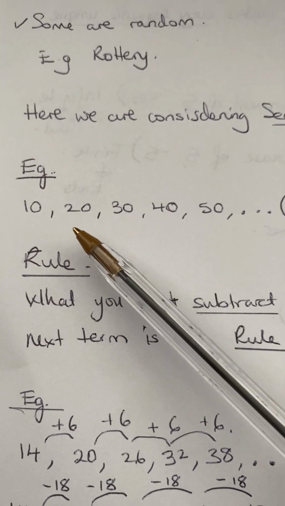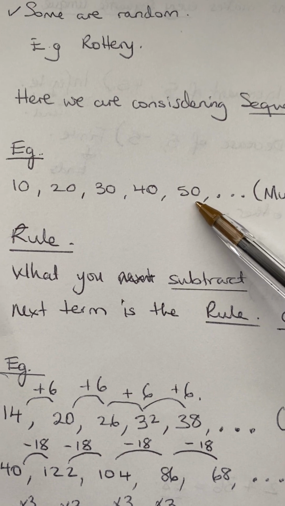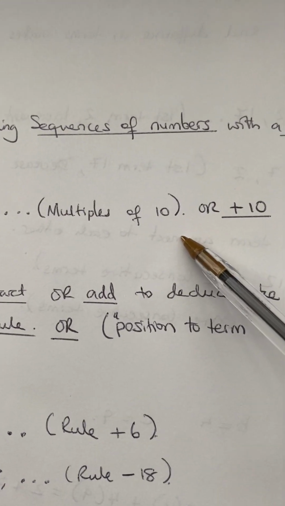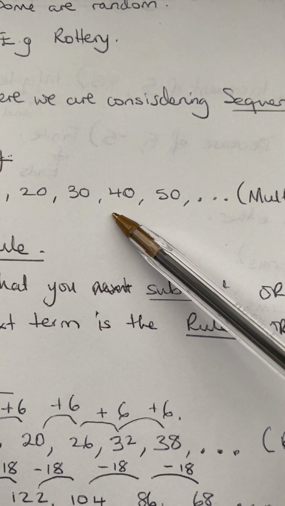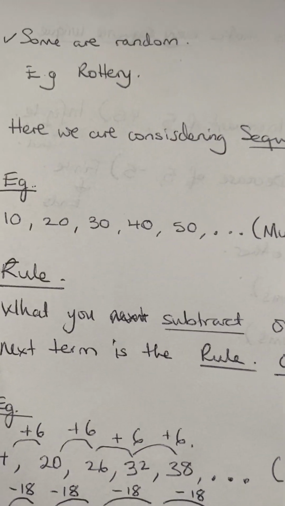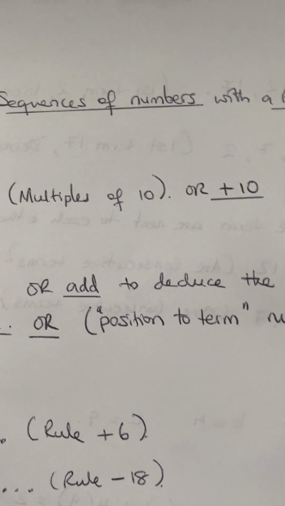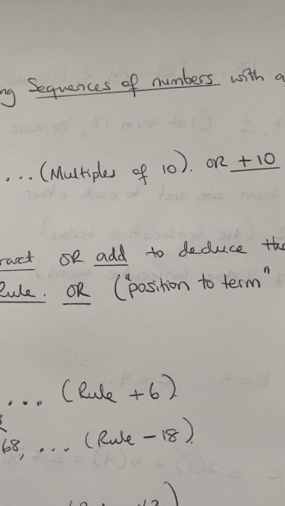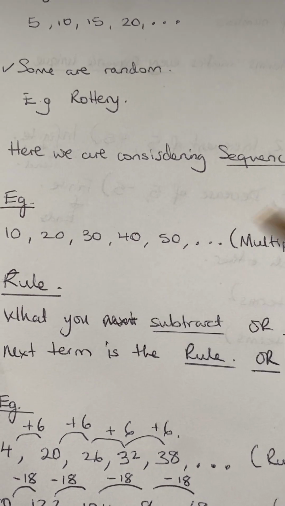So example, 10, 20, 30, 40, 50. So this is addition of 10, or the 10 times table, or we can say the multiples of 10. Or add 10. So if I have 2, it's not in the note, 2, 4, 6, 8, 10. These are multiples of 2, or we are adding 2. If I have 6, 12, 18, 24, 30, these are multiples of 6, or add 6. So these are the rules, and these are straightforward.